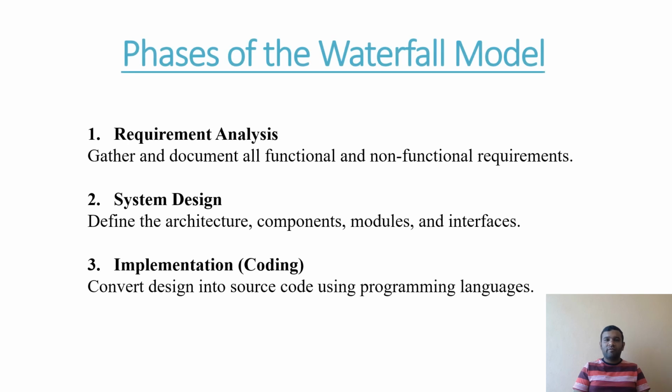What are the phases of the waterfall model? Let us look at six phases. First is requirement analysis, which means you have to gather and document all functional and non-functional requirements. Then go for system design, which is to define the architecture, components, modules, and interfaces. The third one is implementation or coding, where you convert the design into source code using programming languages. These are the first three phases. Let us look at three more phases of the waterfall model.